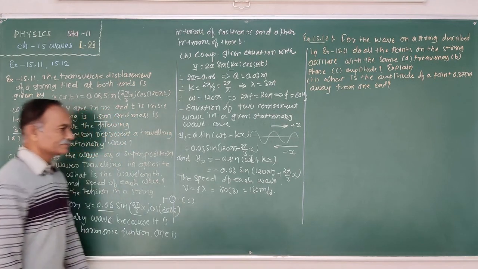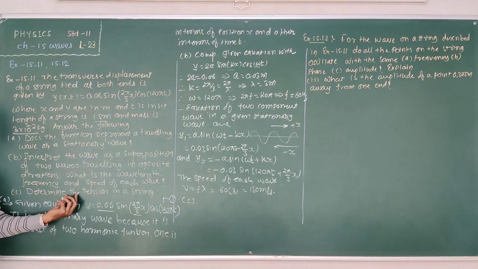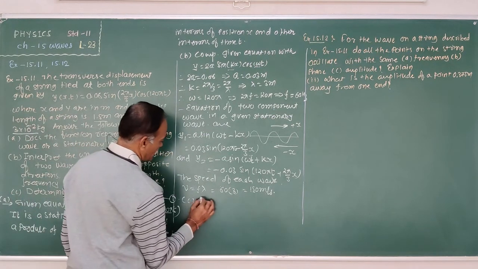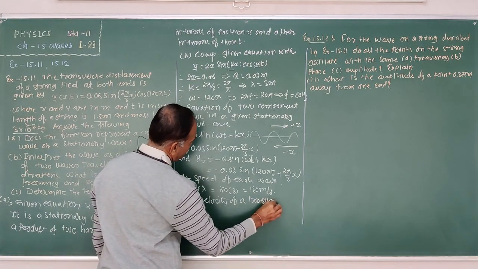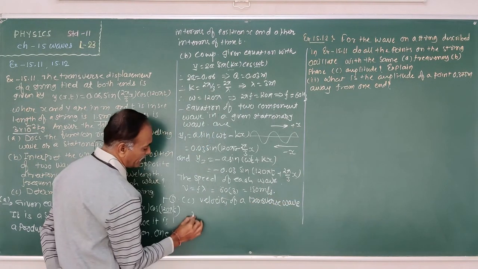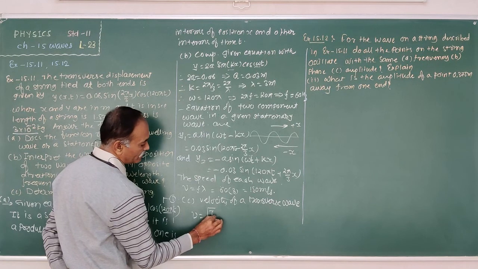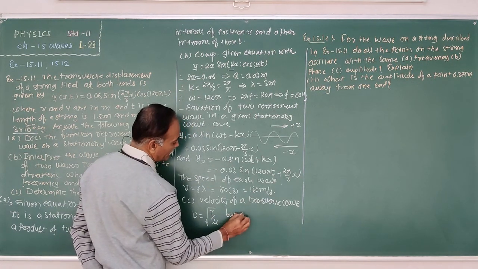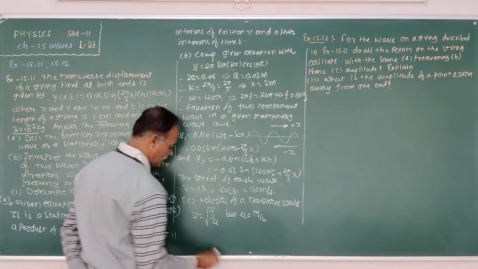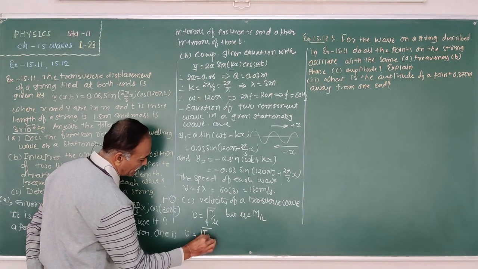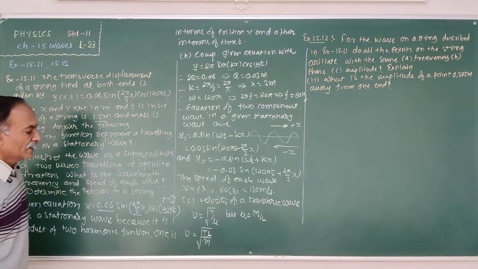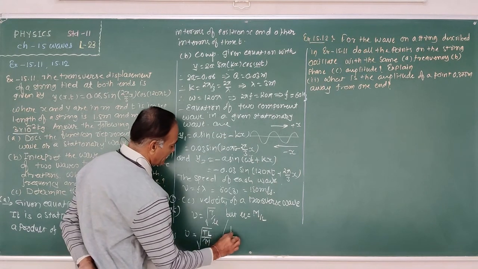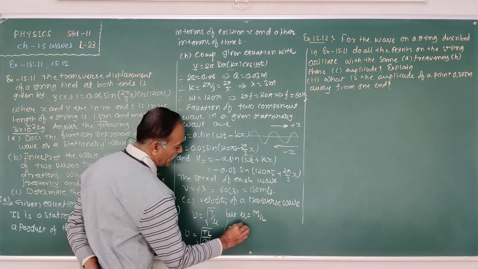Now, part C. What is the tension in the string? For that purpose, the transverse waves are given. Therefore, the velocity of a transverse wave is given by the equation v is equal to under root of T upon mu. But we know that mu is equal to M upon L, mass per unit length. Therefore, v is equal to under root of T upon M upon L, so L goes to the numerator: TL upon M. Now squaring both sides, we obtain T is equal to m v square upon L.